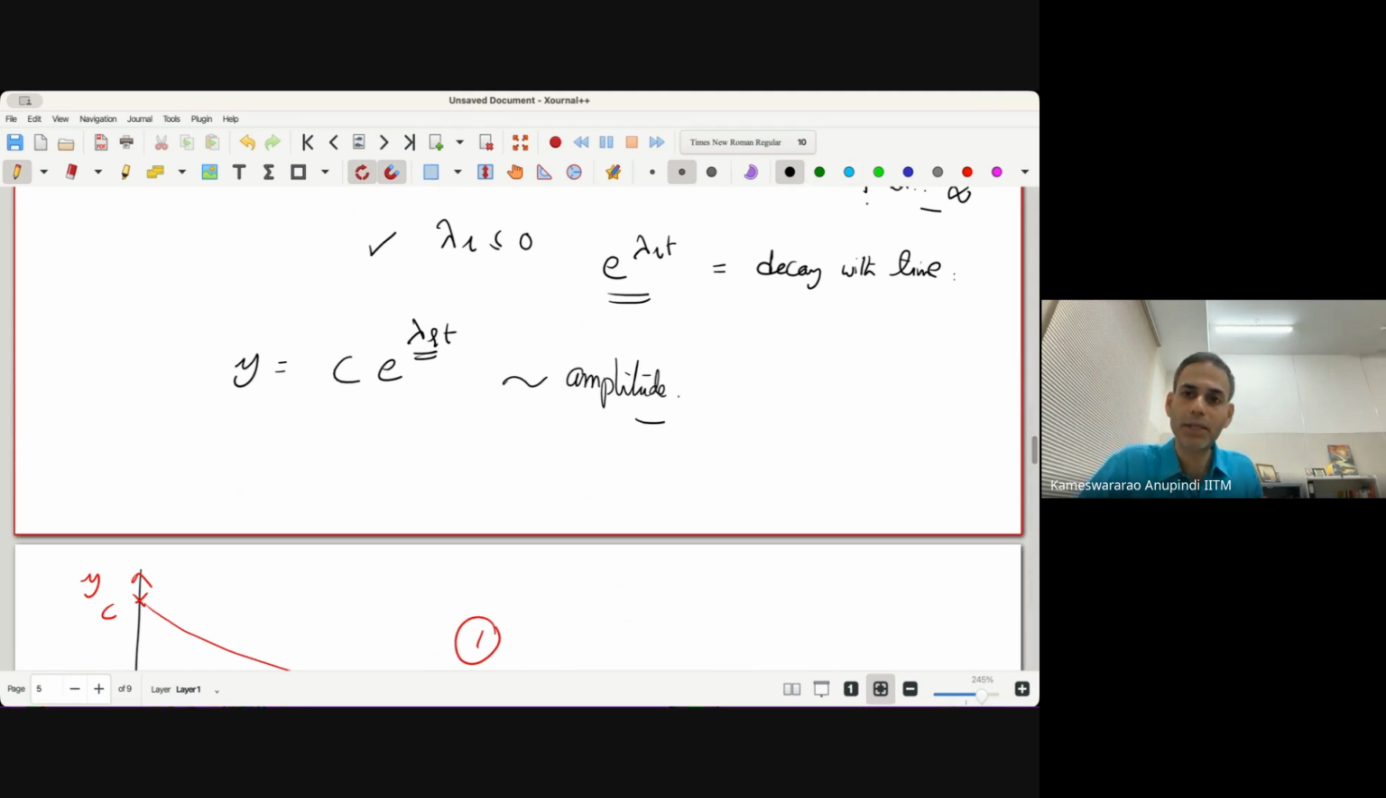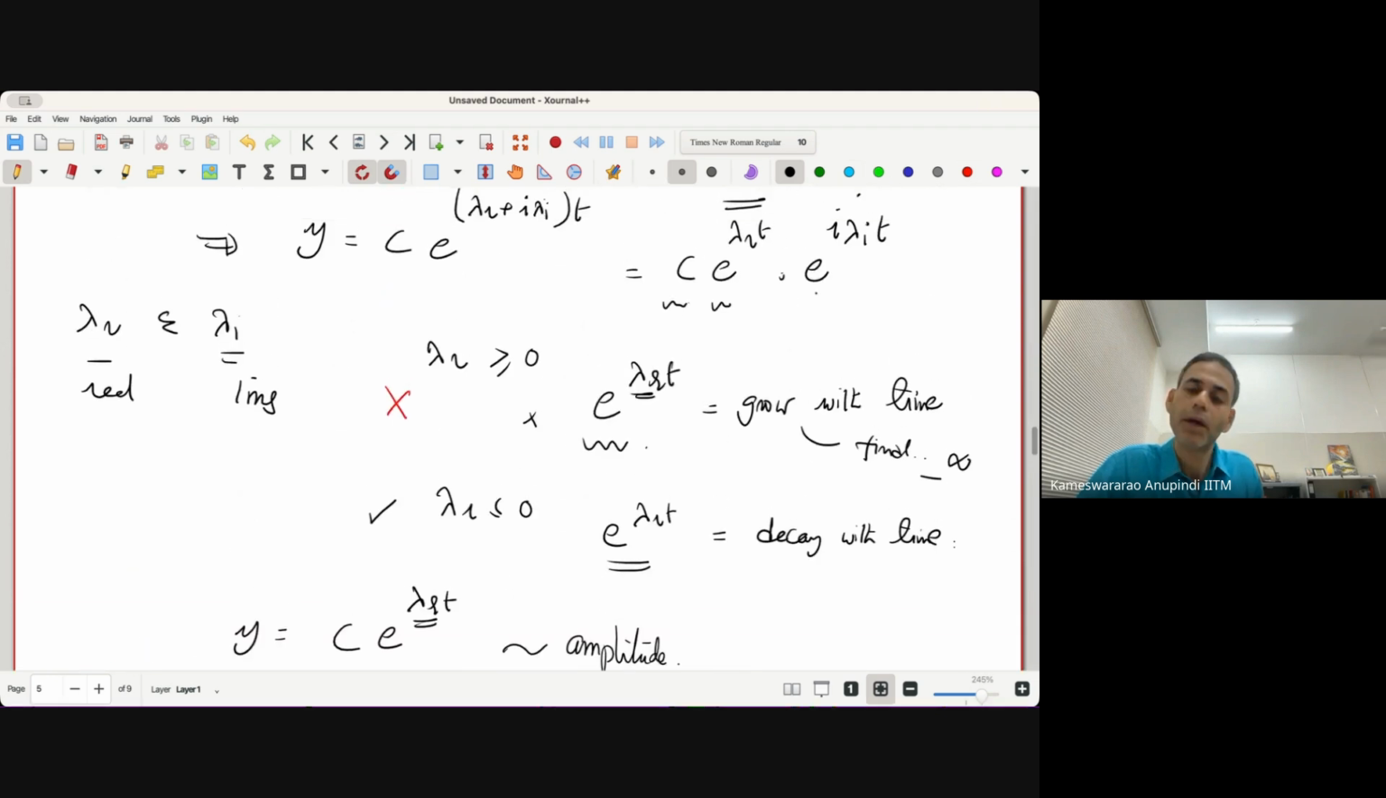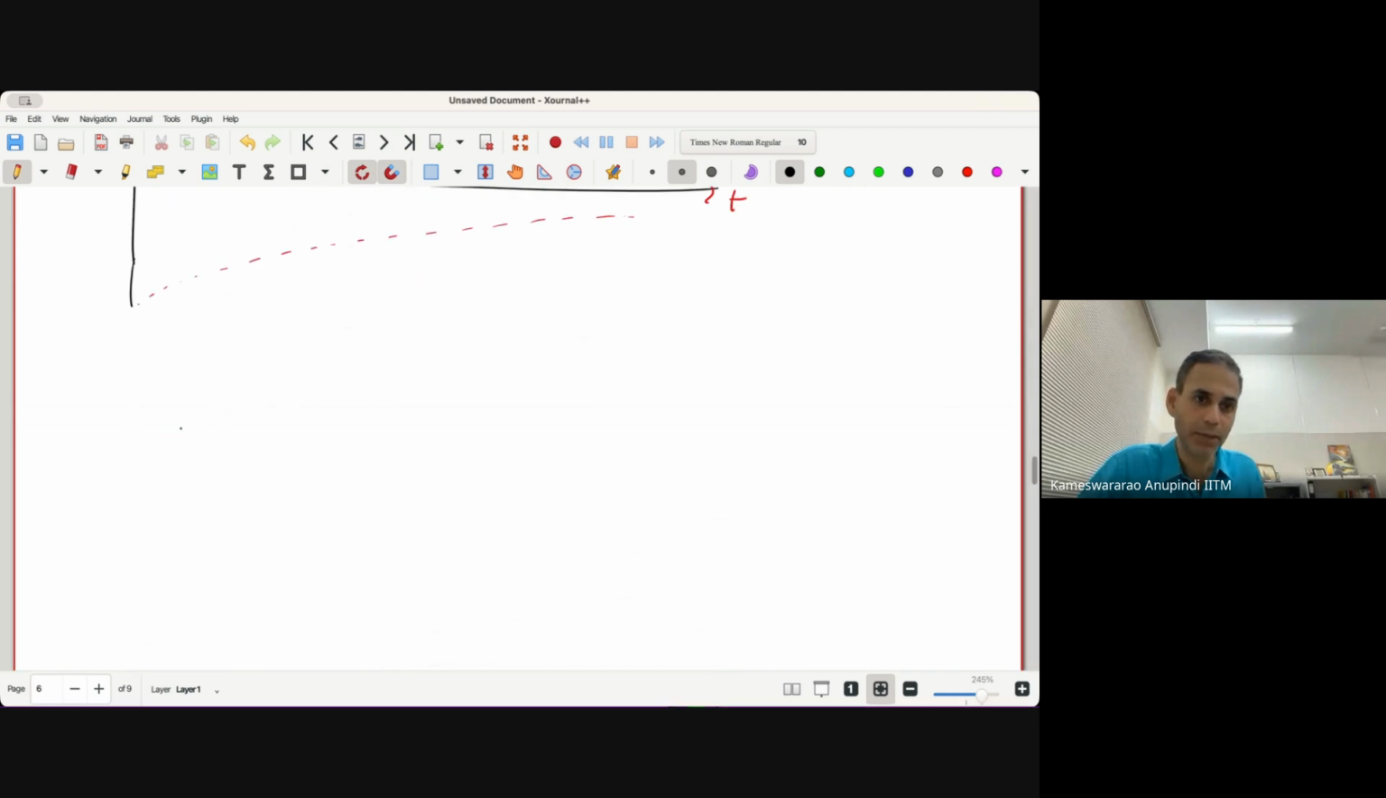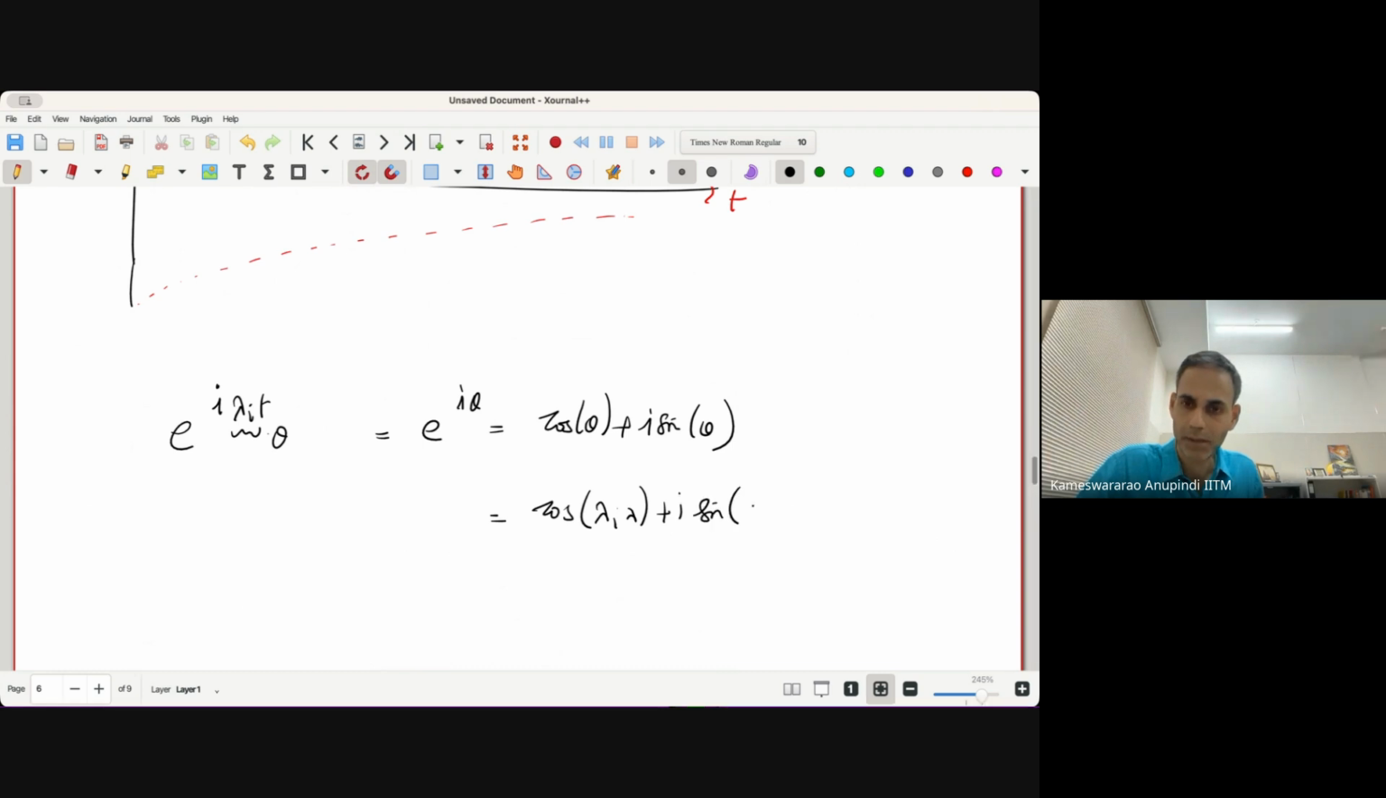What is the effect of e to the power i lambda_i t on the solution? If I call lambda_i t as theta, then e to the power i theta is cosine theta plus i sine theta. That means it's going to be cosine of lambda_i t plus i sine lambda_i t, right? That is what I have.